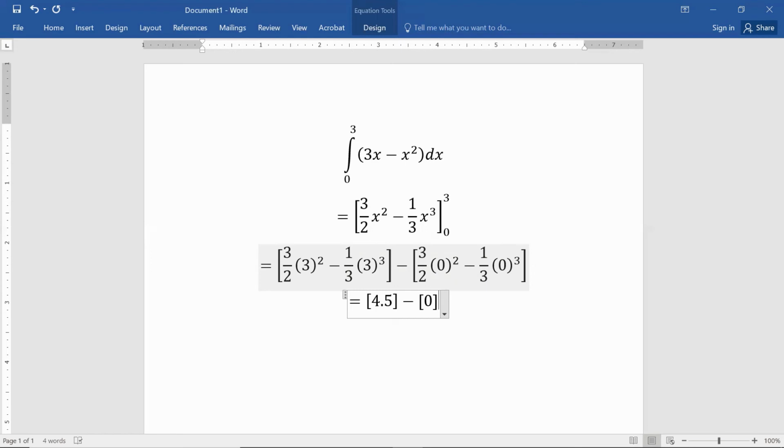That means the signed area from 0 to 3 of 3x minus x squared with respect to x is not approximately 4.5, but is exactly equal to 4.5. There is exactly 4.5 square units of signed area in this.